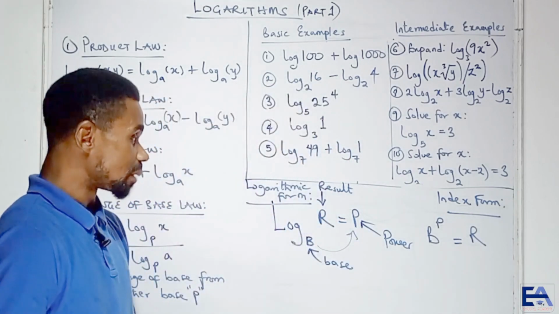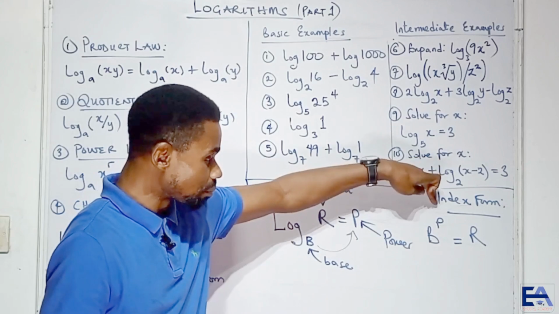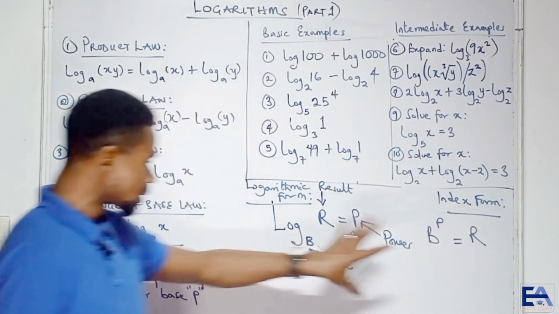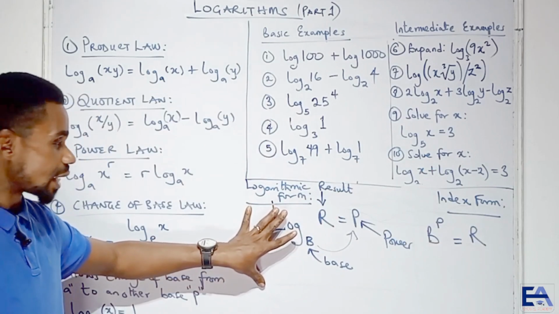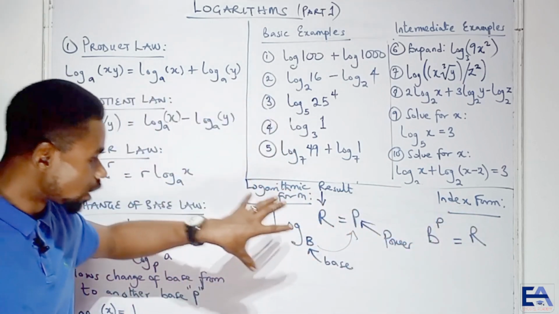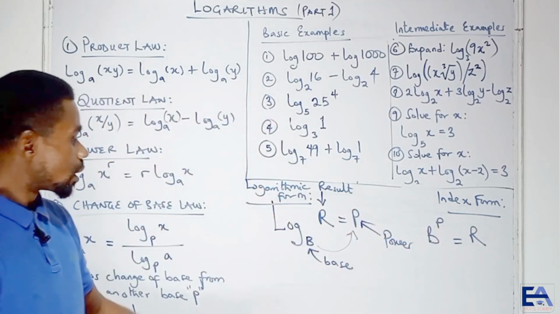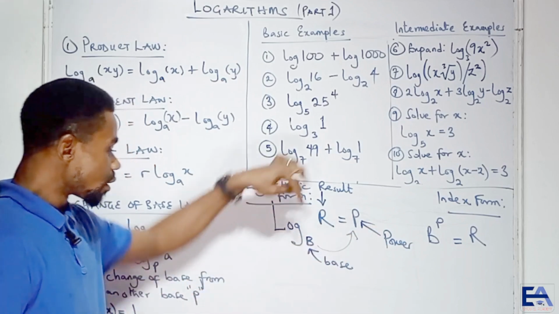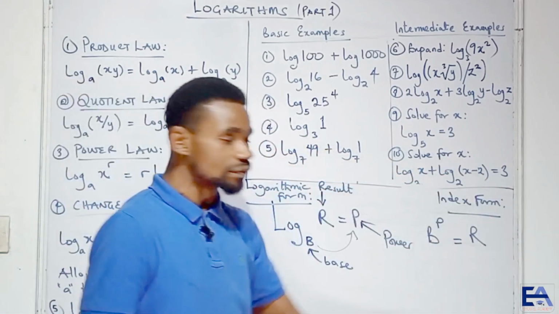It's as if I'm saying that b raised to power p gives us this result r. So this is it in index form, and this is it in logarithm form. This is the stuff in index form, this is the stuff in logarithm form. Whatever you see here as the base carries this power, while this one is the result of that indices.